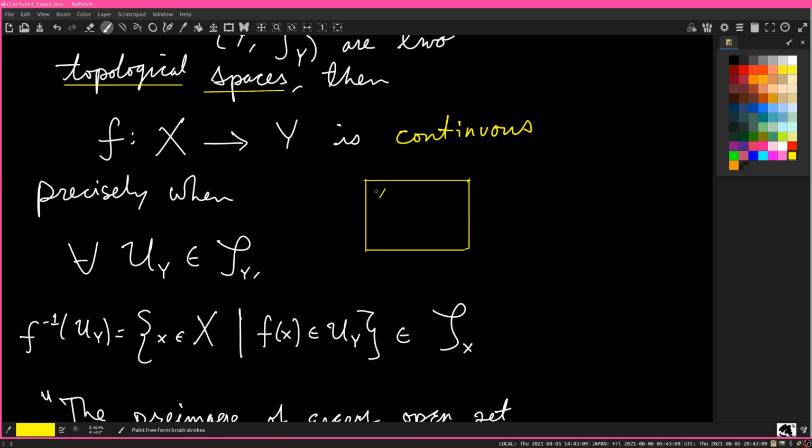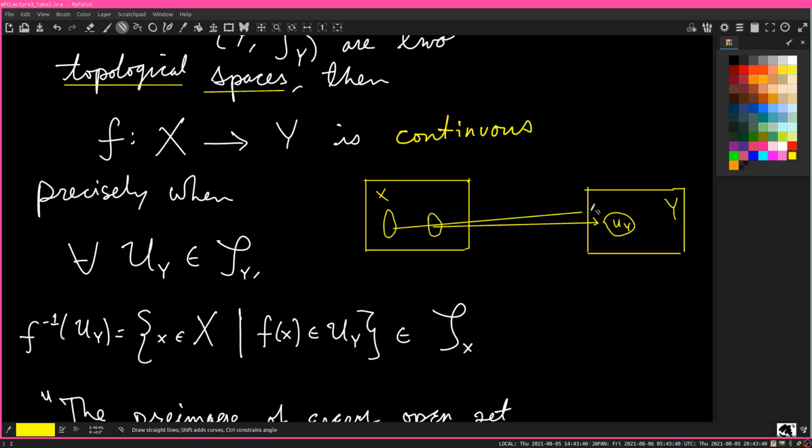We have our space X, our space Y, and our little subset U_Y. This is an open set in Y. And U_X, maybe it's a disjoint pair of subsets, so maybe it's a many to one map. And these are the set of things that map to U_Y. So the set of things in X that map down to U sub Y. This is called the preimage of U sub Y under the map f. Okay?